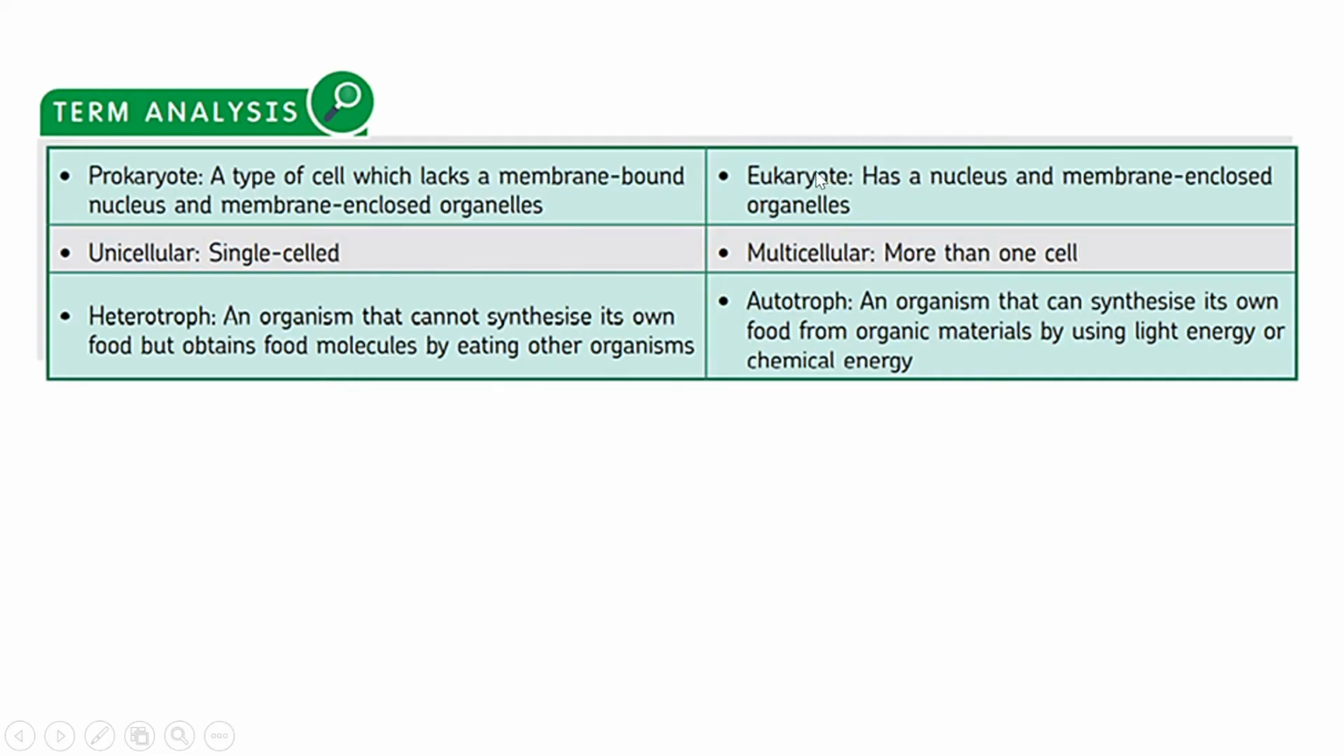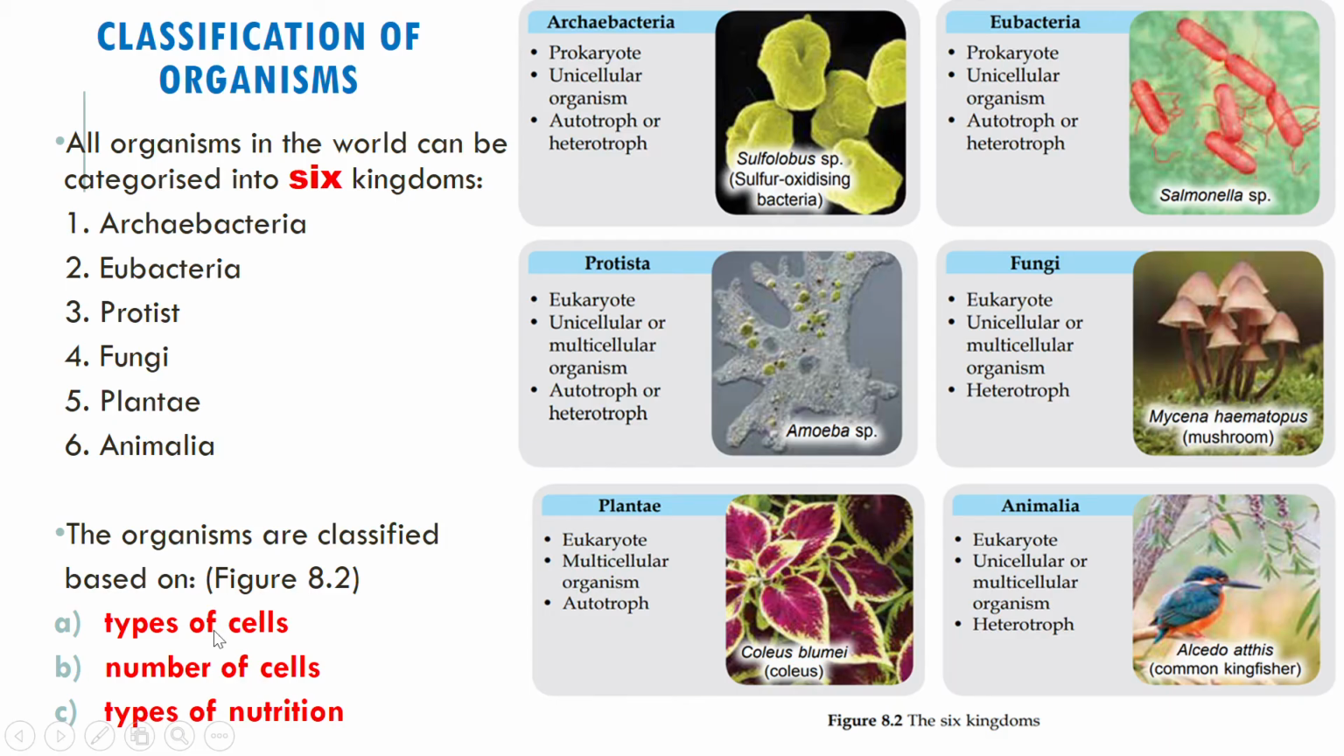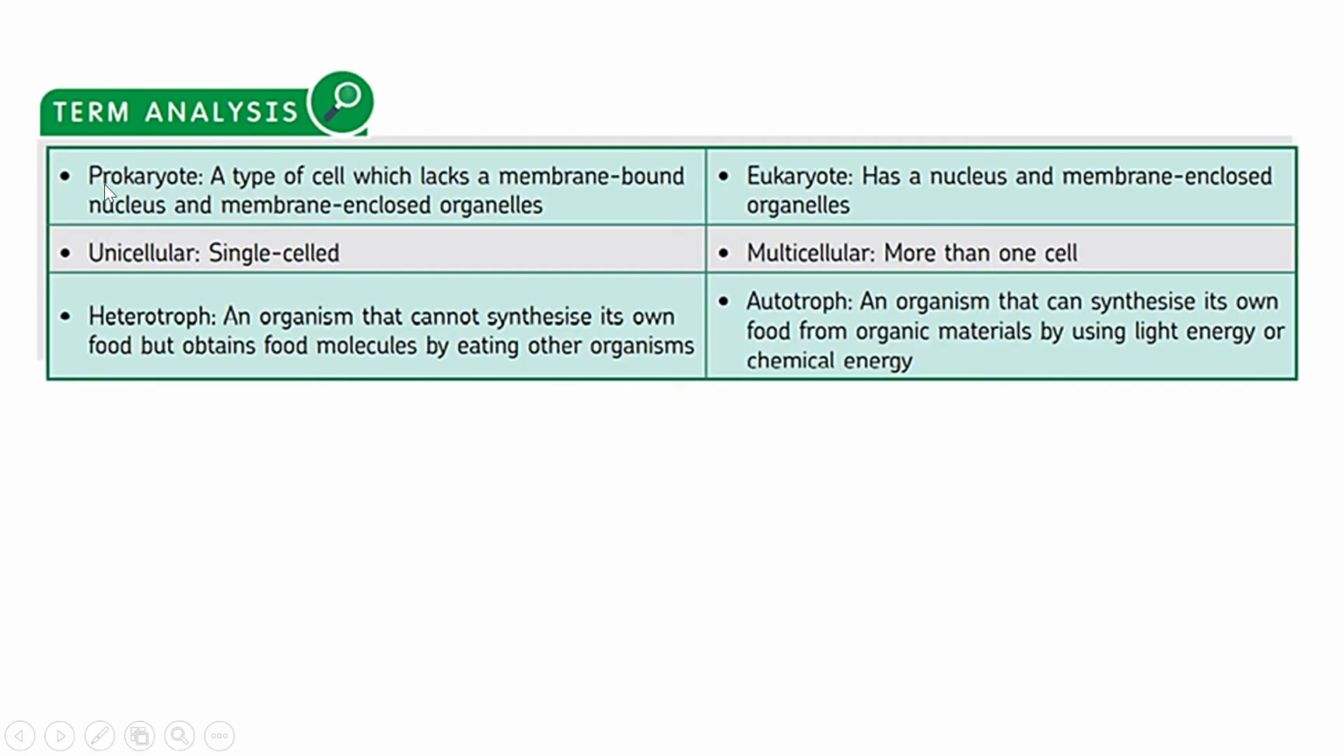So let's look into the analysis, prokaryote versus eukaryote. Here's the meaning of prokaryote, which is a type of cell. Remember just now we said the first one is based on the types of cell. So prokaryote is a type of cell which lacks, let me use my pen right here, a membrane-bound nucleus and also membrane-enclosed organelles. Those are the prokaryote. Eukaryote has a nucleus and also membrane-enclosed organelles. The second classification is the number of cells, whether it is uni, that means one cell, or multi, which means more than one, a lot. So single cell versus multicellular.